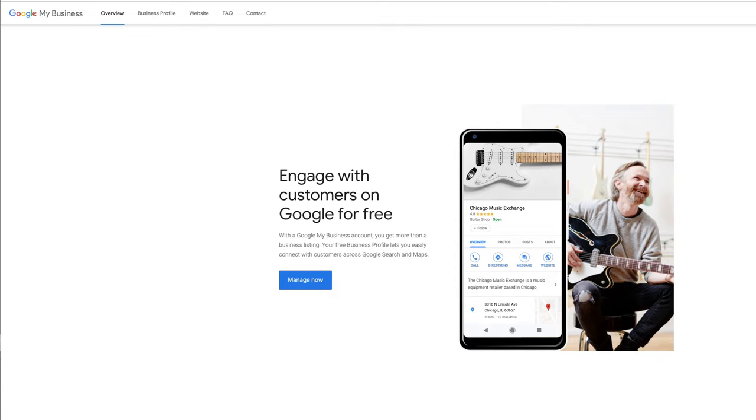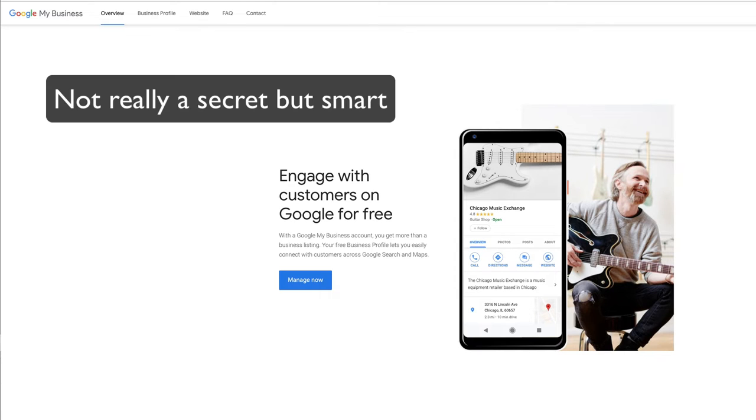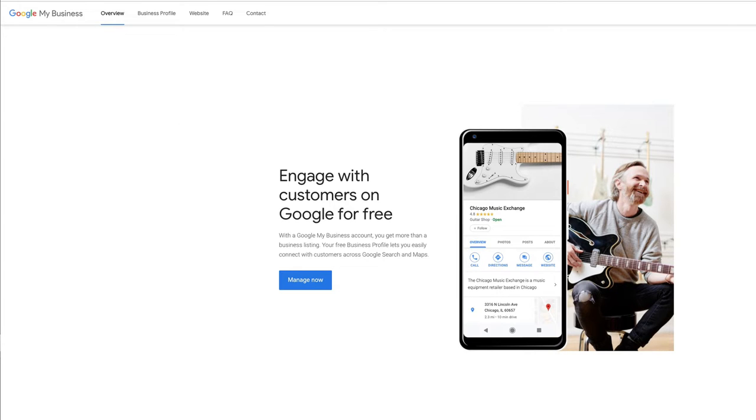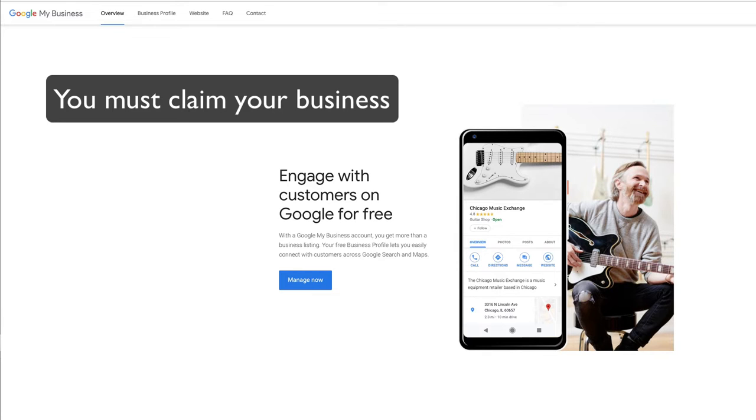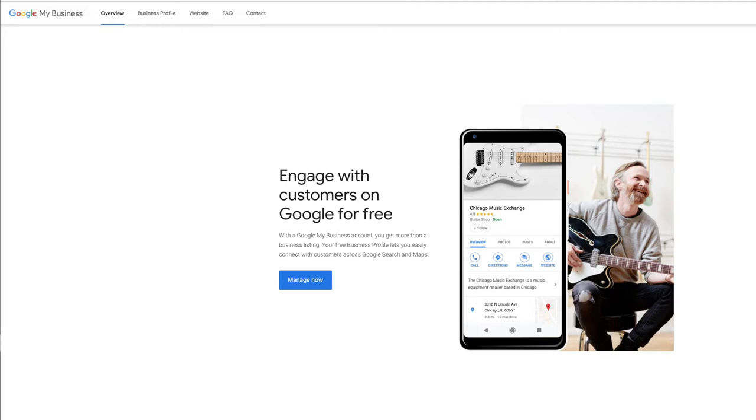All right, today I'm going to share with you the "secret" of using Google Maps to promote your business. I can't tell you how many times I've looked up a business and the owner of the business has not claimed their business profile on Google Maps. It's super simple, and this is the website.